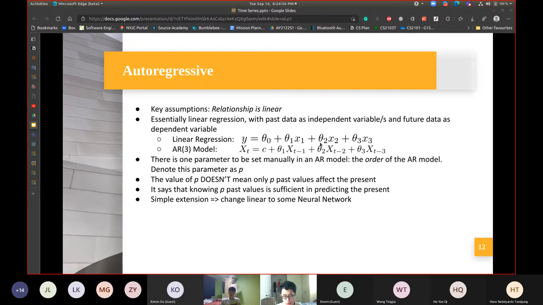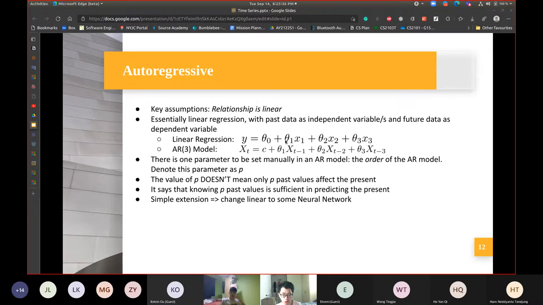The linear regression equation is on top, just as a comparison to show that it's actually super similar. The only difference is how you interpret the input. In an autoregressive model, the input is itself instead of some other variable. And because it is technically linear regression, the implicit assumption is that the relationship is linear. You assume that the past linearly predicts the future, so you can just multiply by theta 1, theta 2, theta 3, right?